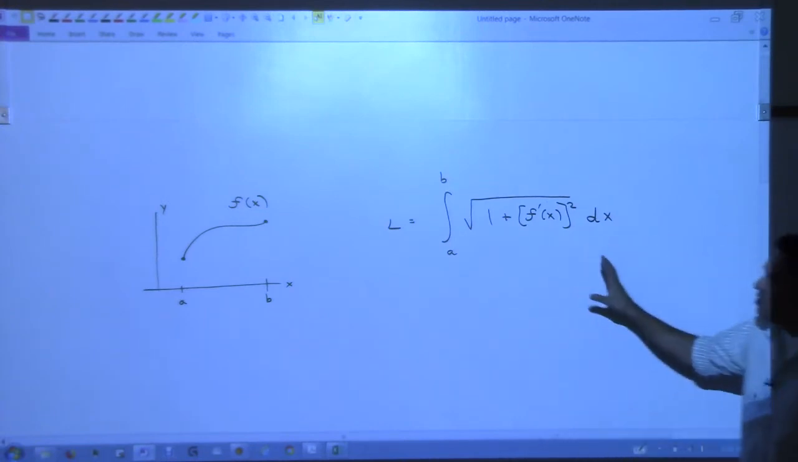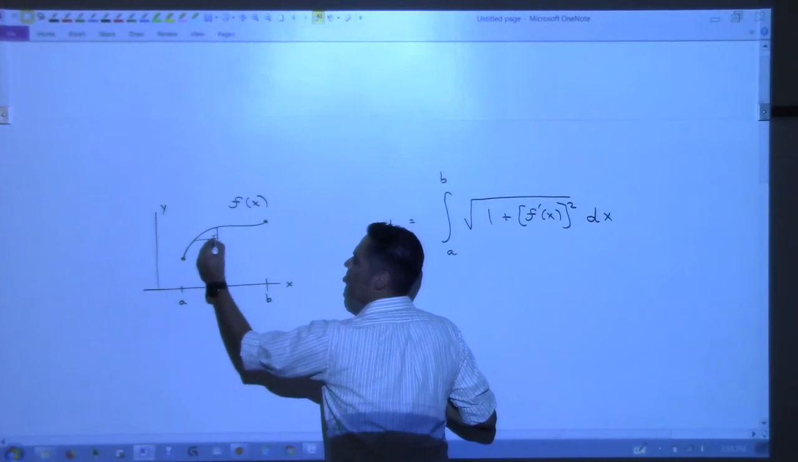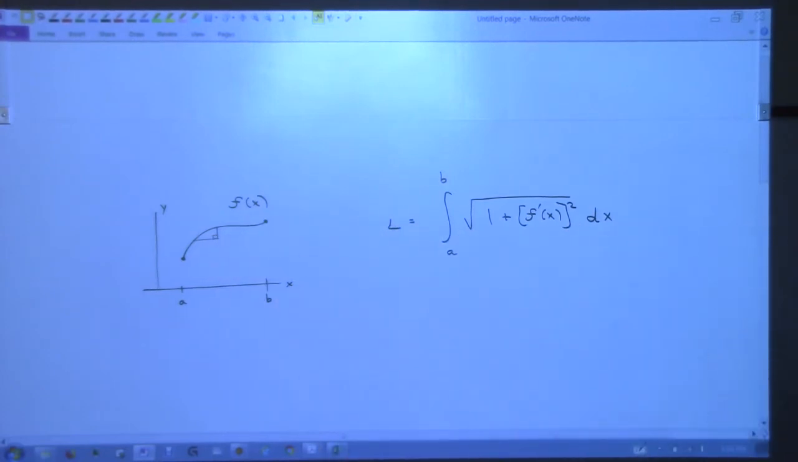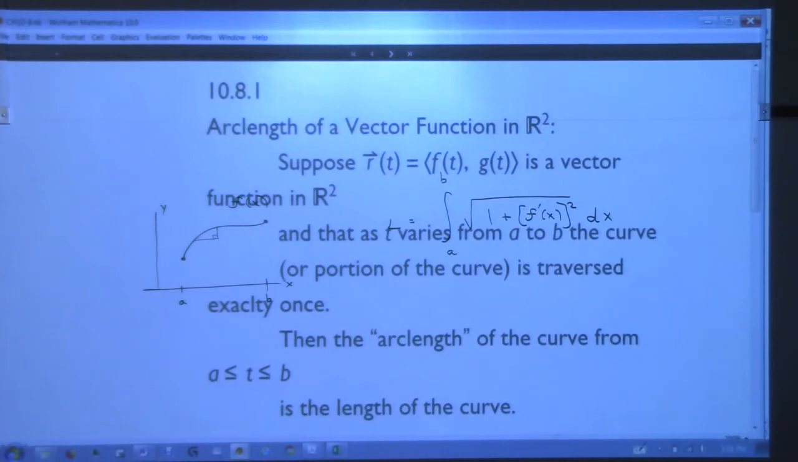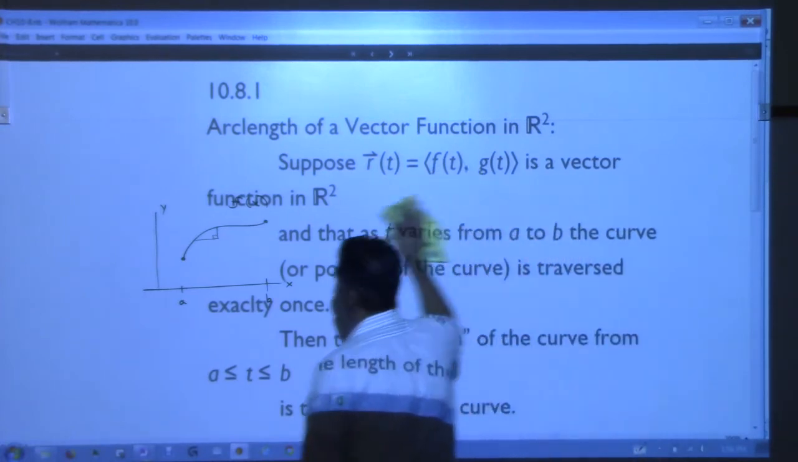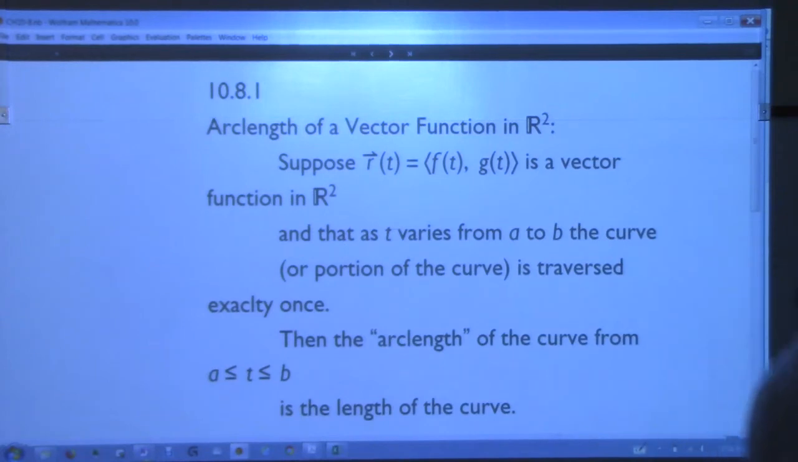All right, we won't go into where the formula comes from other than to say it has to do with setting up a little triangle and doing a little Pythagorean identity and taking a limit. Anyway, okay. So we want to be able to do the same thing for a curve that's in 3-dimensional space or 2-dimensional space. Either way. So, arc length, the definition.